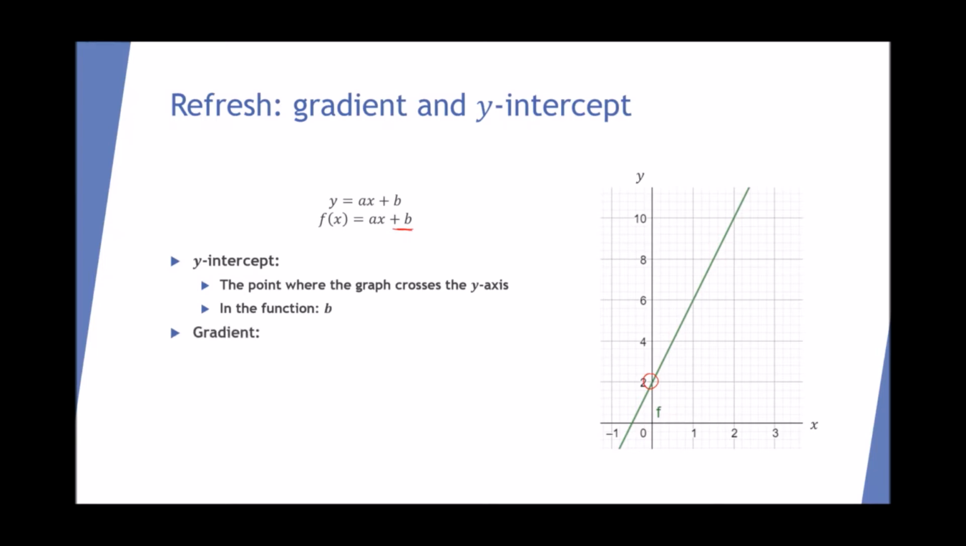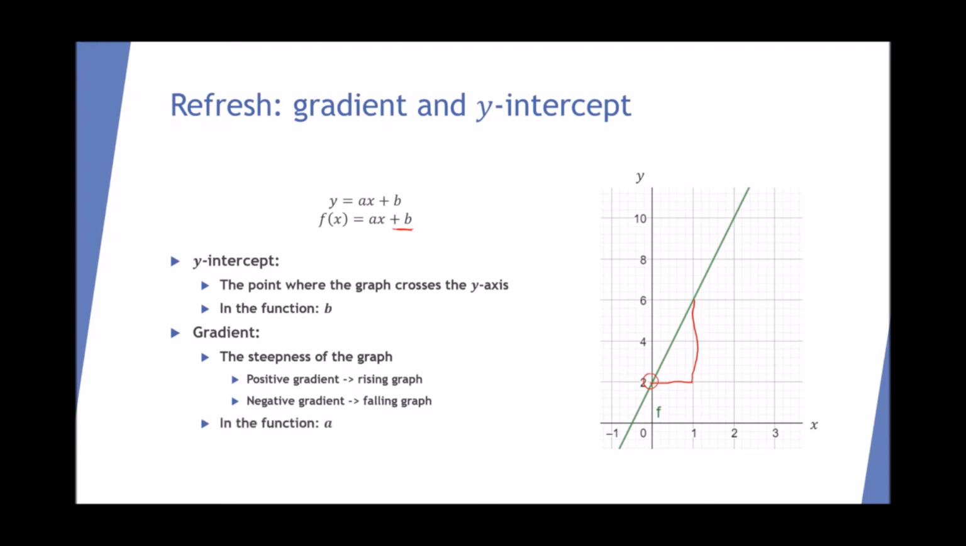Alright, then the gradient. The gradient tells us the steepness of the graph. How much our graph goes up or down for each step to the right. That means that it also tells us whether the graph is going to rise or fall. If the gradient is positive, the graph is going to rise. We're constantly adding something. Whereas if the gradient is negative, we are going to have a falling graph. We're constantly subtracting something.